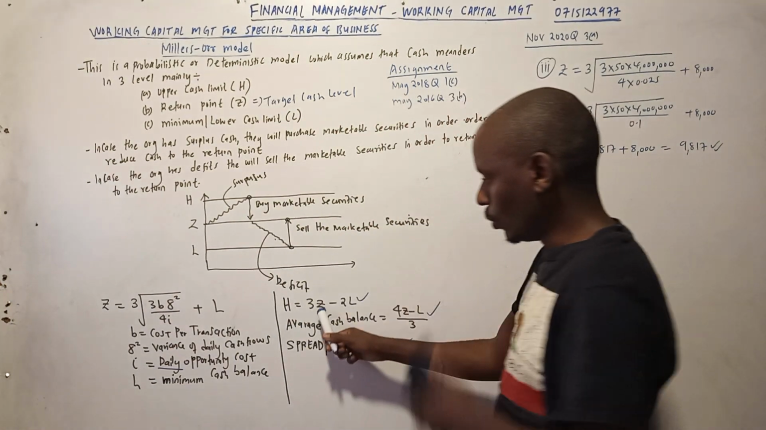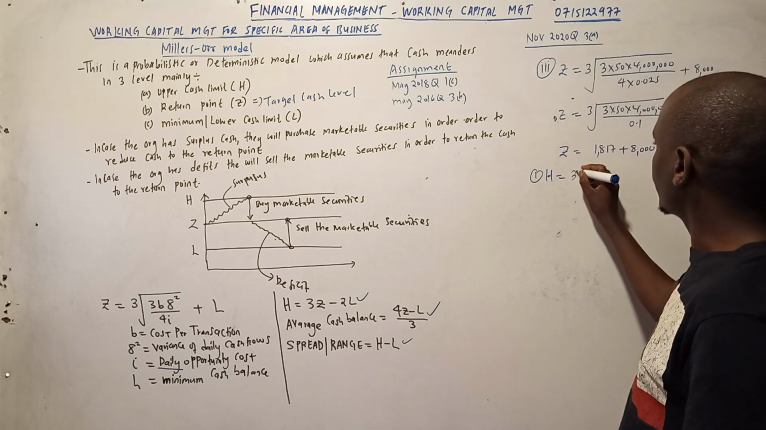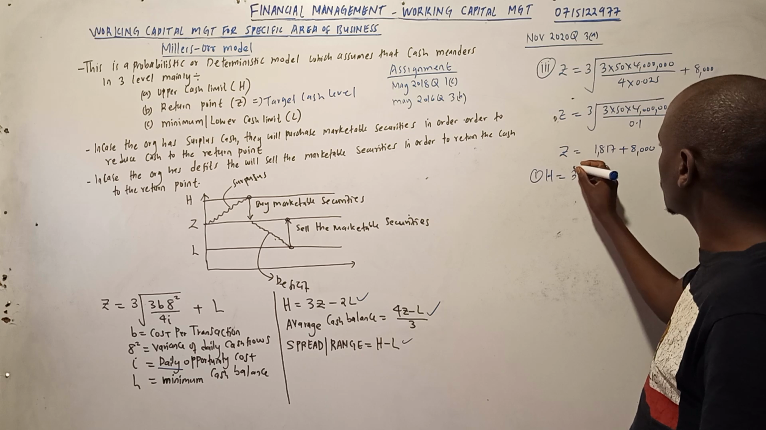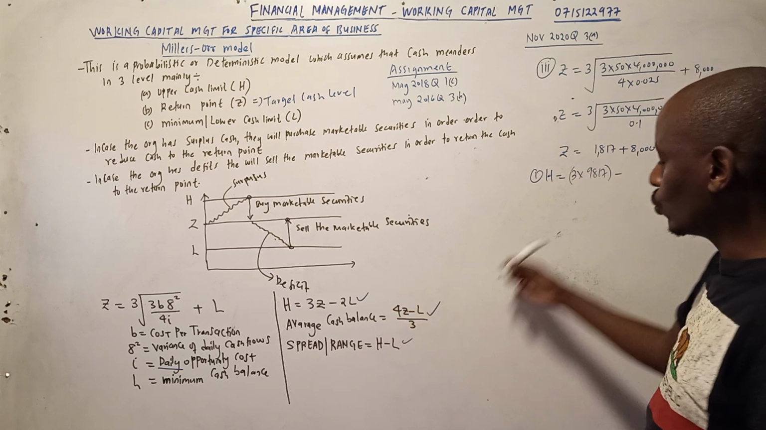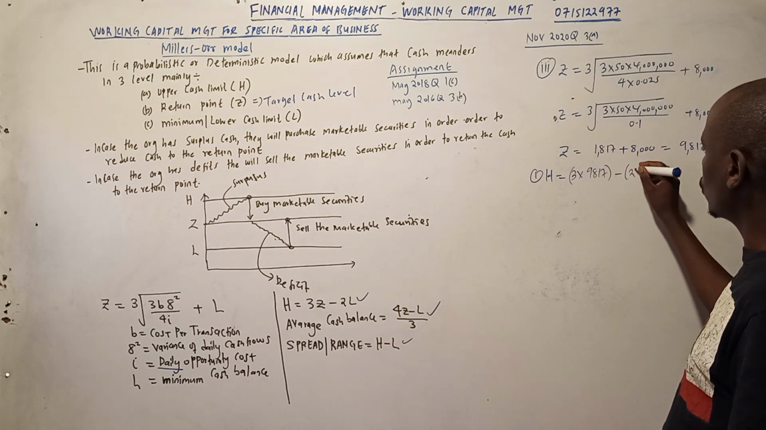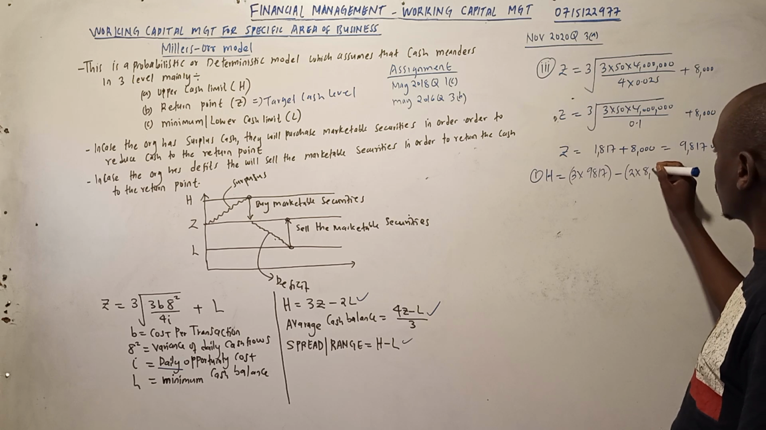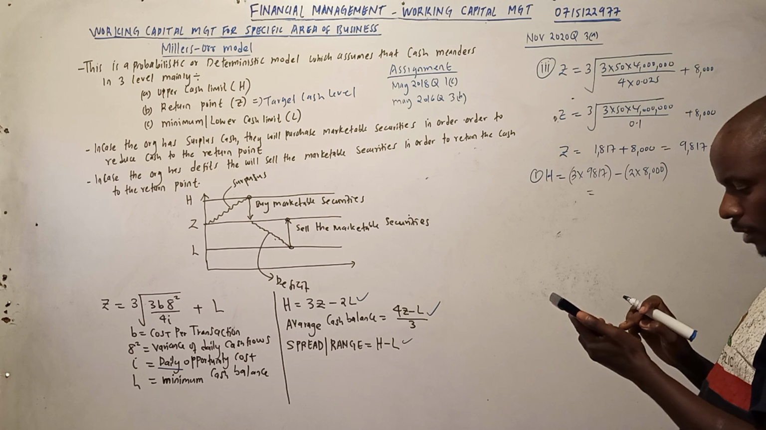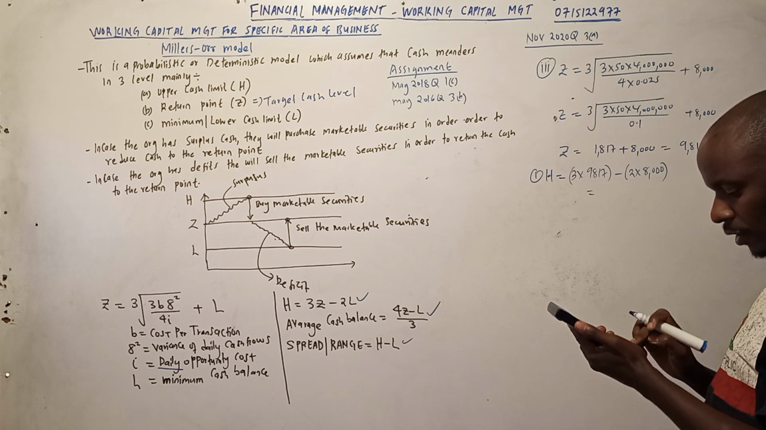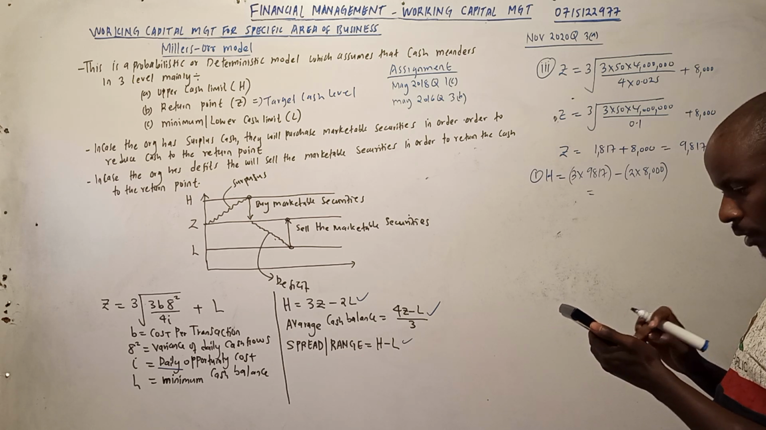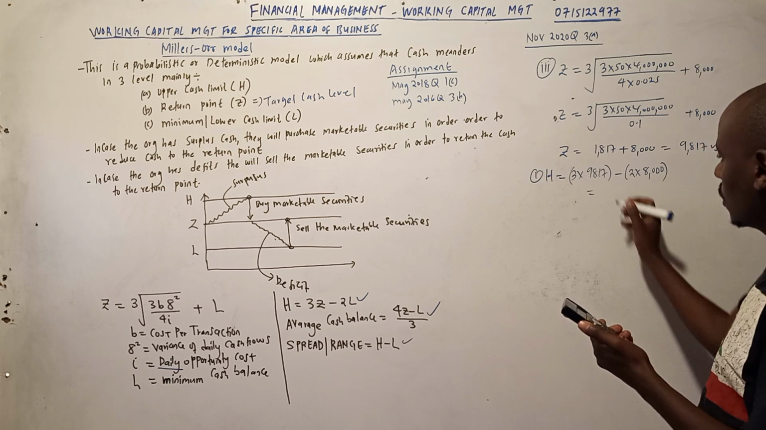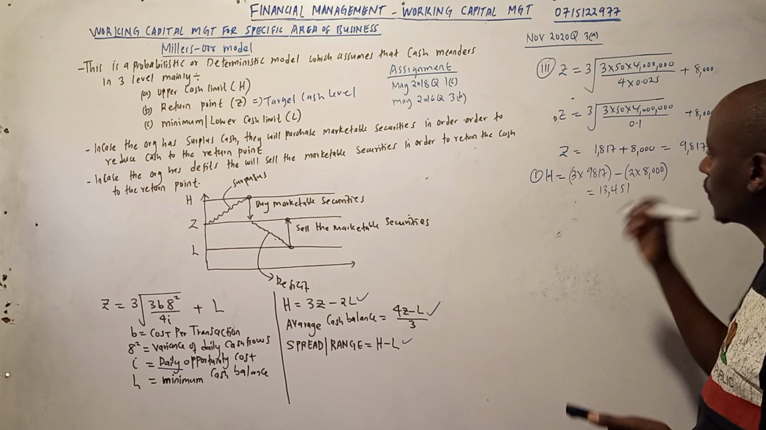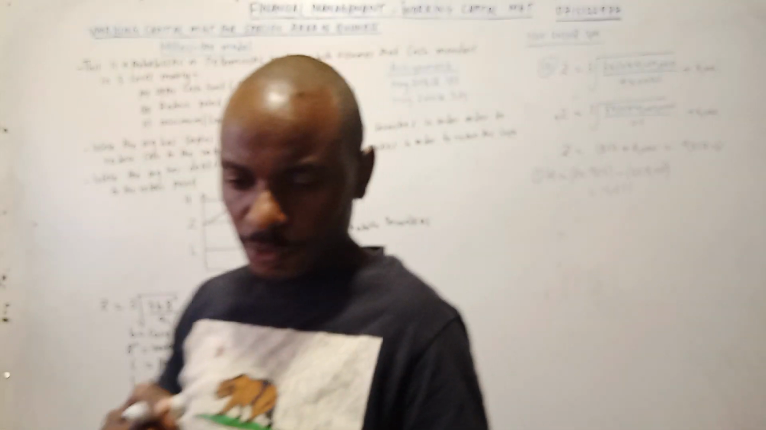And our H we know is 3Z minus 2 times L. So 3 times Z, which is 9817, minus 2 times L, our lower limit, 80,000. So 3 times 9817 minus 2 times 80,000, which is 13,451.